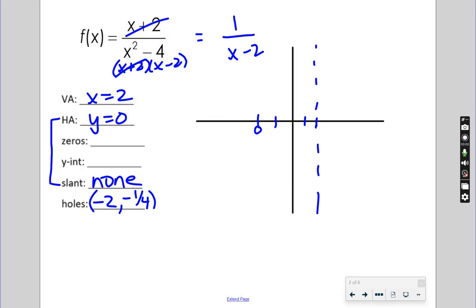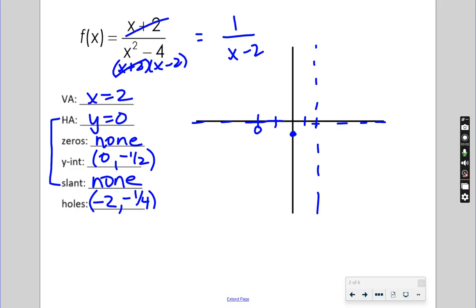Okay, how do we find the zeros? Yes, you plug in 0 for y, but anyone remember the shortcut version of that? Set the numerator equal to 0. So 1 equals 0. What does that mean? There's none. Oh, I forgot to put my horizontal asymptote on here. Okay, y-intercept. How do we do that? Plug in 0 for x, so that would give me 0, -1/2.